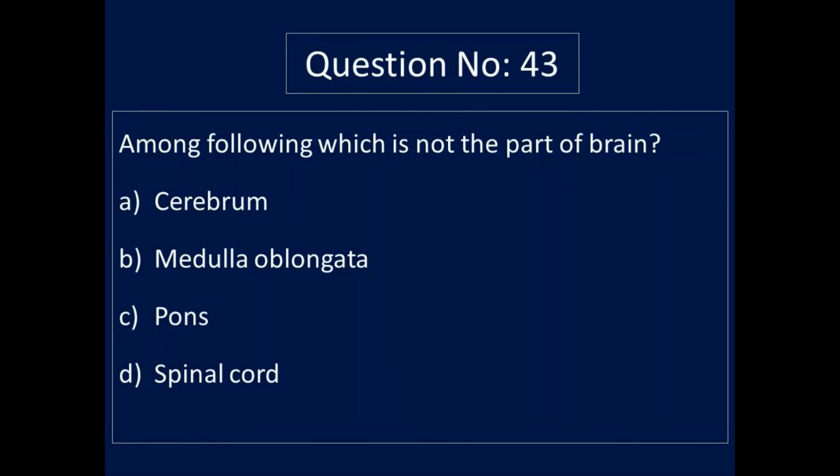Question number 43. Among following, which is not the part of brain? Option A, cerebrum; B, medulla oblongata; C, pons; and option D, spinal cord. Right answer is D, spinal cord.